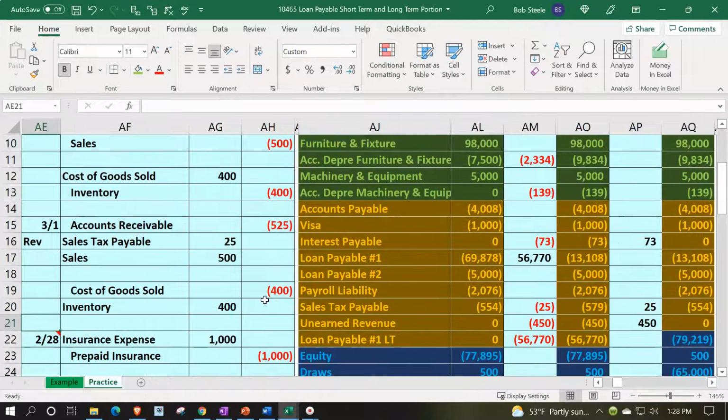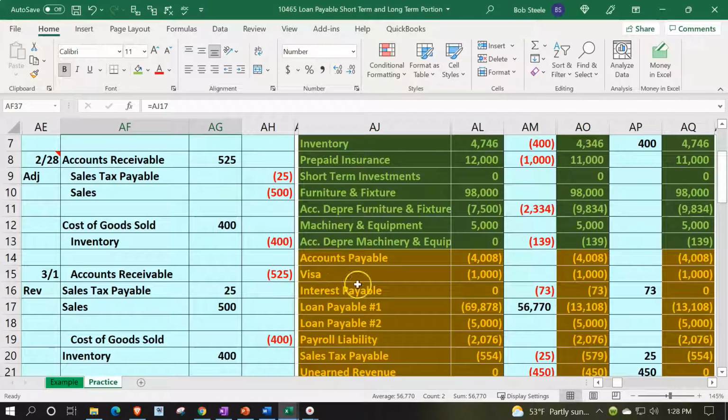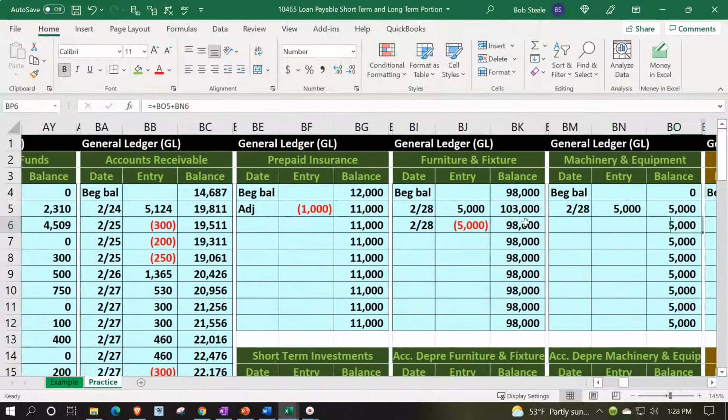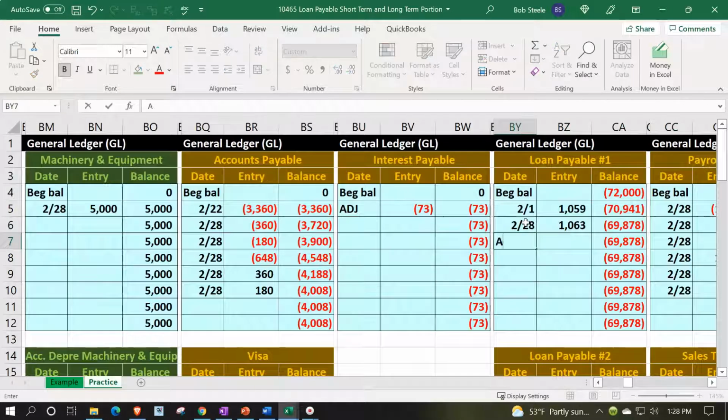So the first one was the loan payable. That's going to be the loan payable here, the first one up top. Let's go all the way to the right on the GL. GL loan payable number 1. I'm going to call it ADJ by BZ. And then in BZ7 equals, left to the wall.